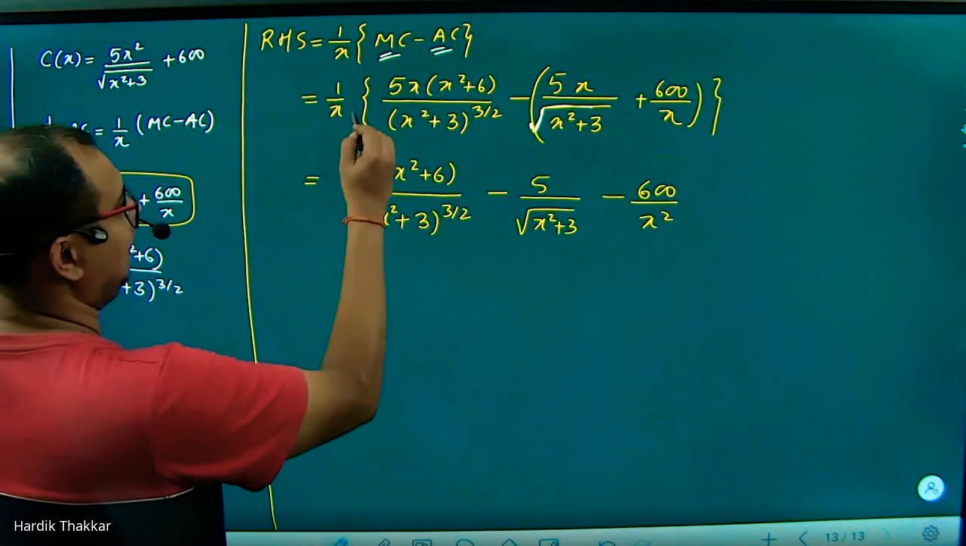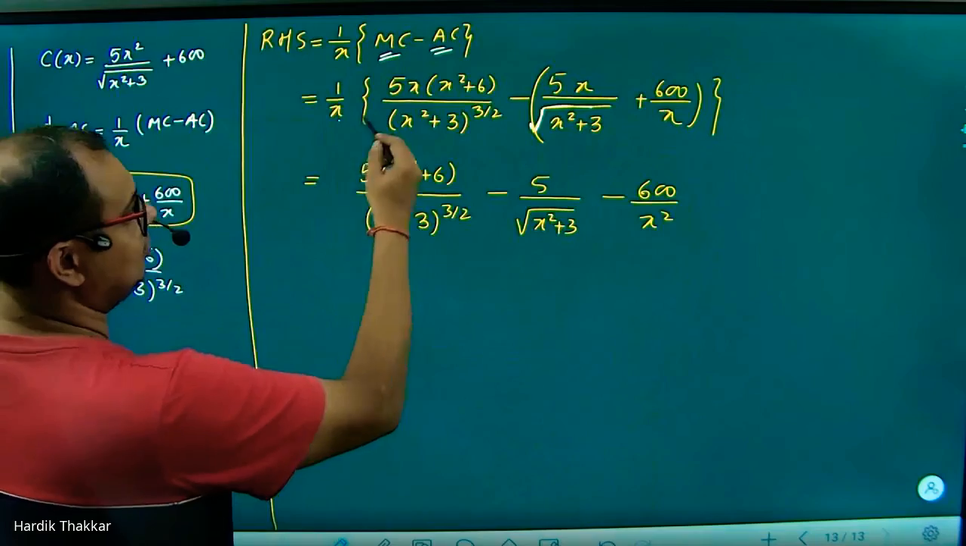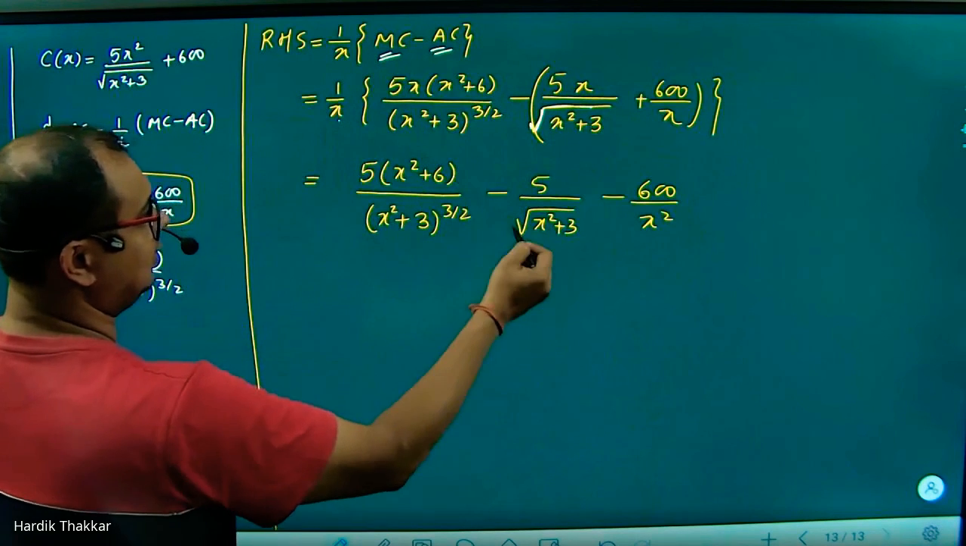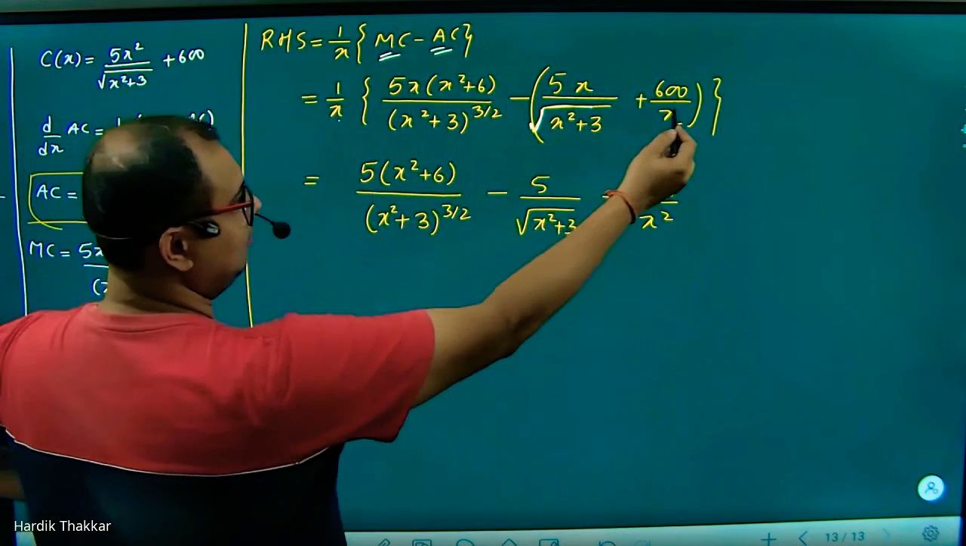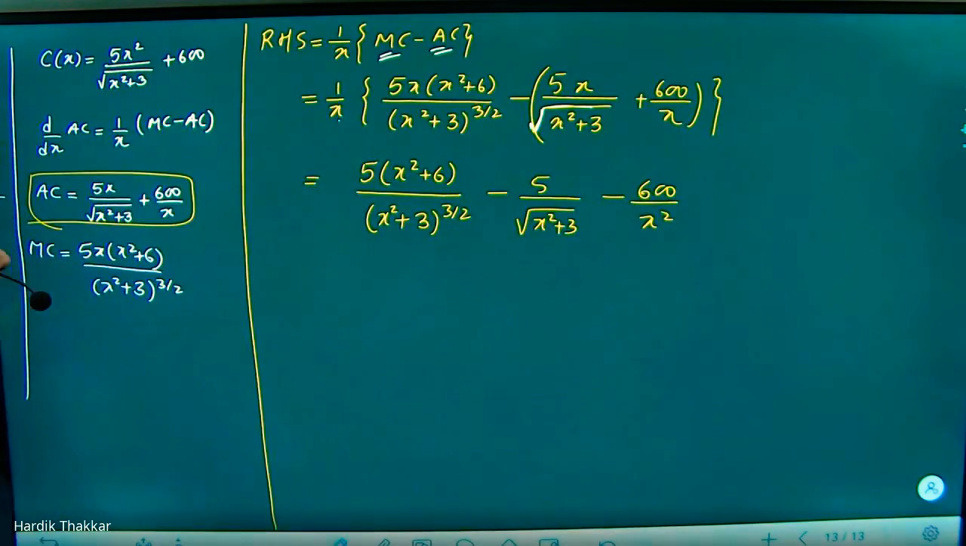So where have we multiplied 1 by x? We have multiplied 1 by x with this part. So this x and this x get cancelled, similarly here also this x and this x get cancelled out. But in the last term in numerator there is no x, so that's why it is multiplied with the denominator. Okay. Correct till this part?